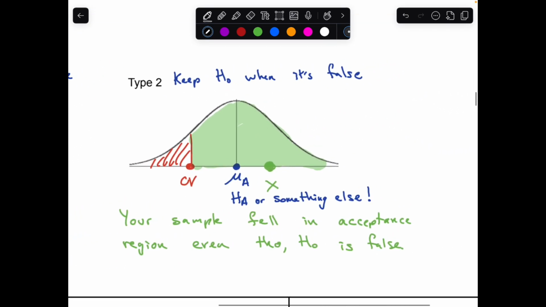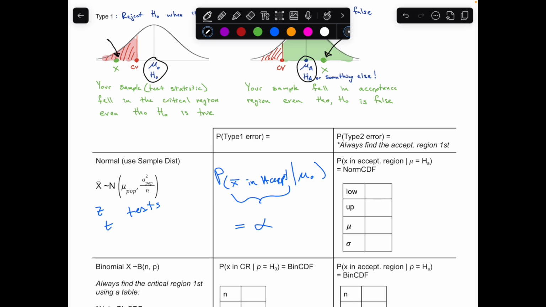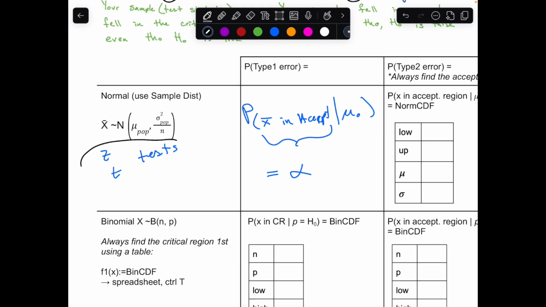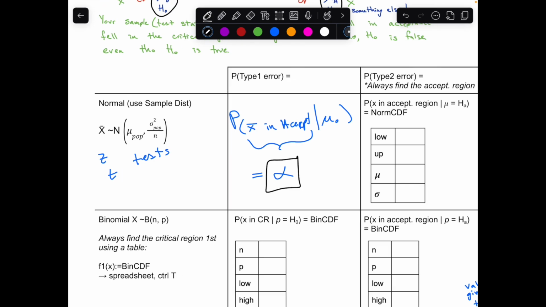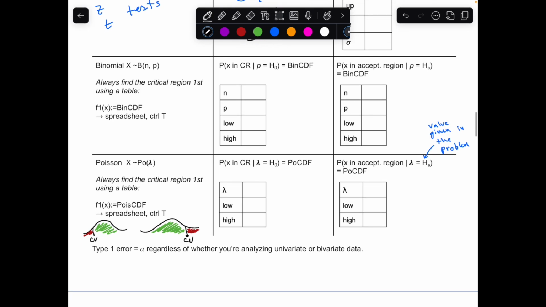A type 2 error is when you keep the null hypothesis even though it's false, even though the alternate is true, because your sample, for some reason, fell into the acceptance region. In a previous video, I talked about calculating type 1 and type 2 errors for normal distribution, Z or T tests, and I explained why the probability of a type 1 error is equal to alpha for a normal distribution. But for binomial and Poisson, that is not the case.